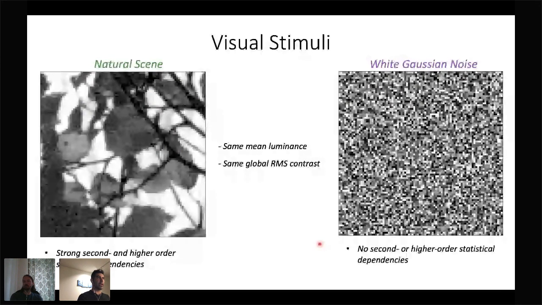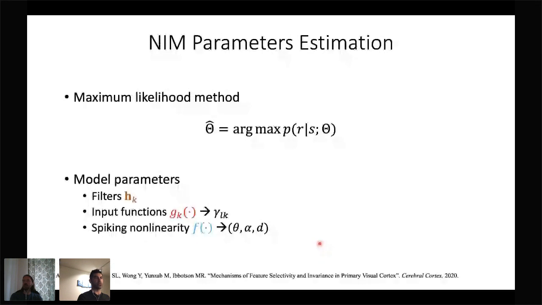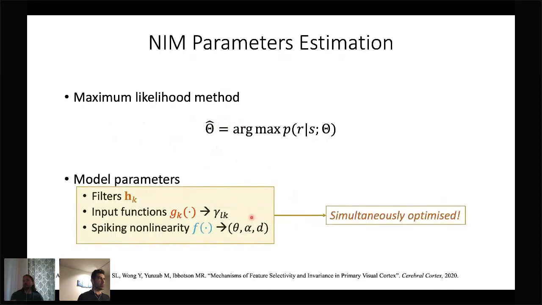And to characterize or uncover the receptive field of a neuron, we estimated the parameters of the model that I showed you before using a maximum likelihood estimation method, which was done on the set of all model parameters simultaneously using a joint optimization.